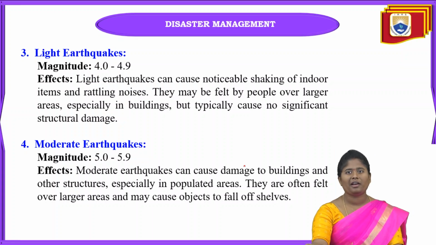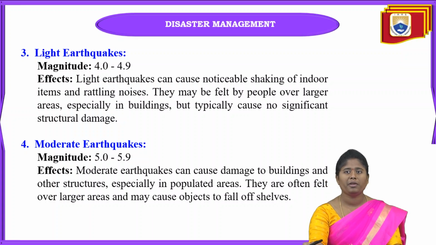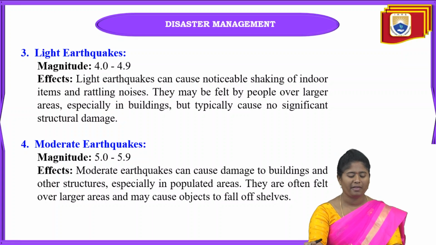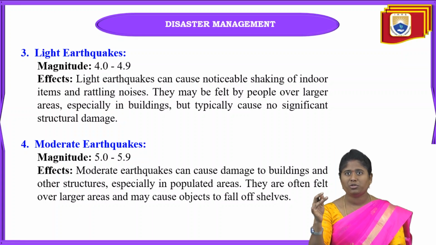Next one is moderate earthquakes. What is the magnitude of this one? Almost 5 to 5.9 magnitude. There will be huge damage to buildings, mainly in areas where many people are living. With huge damage to buildings, there will automatically be human loss. We can feel it over very large areas also, and objects will fall from the shelves. We can feel everything in these moderate earthquakes.